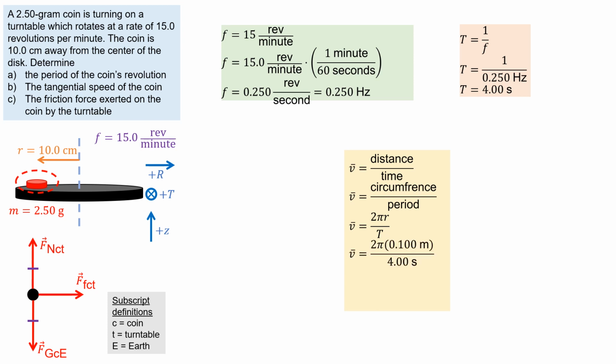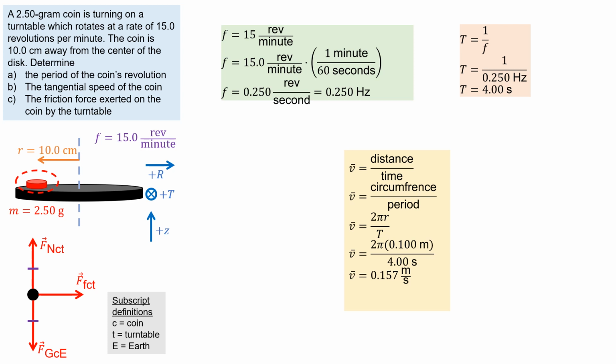So when we go ahead and plug in values now, the radius is 10 centimeters, or 0.100 meters, and the period we found earlier is 4.00 seconds. When we compute all of that out, we find that our average speed is 0.157 meters per second.